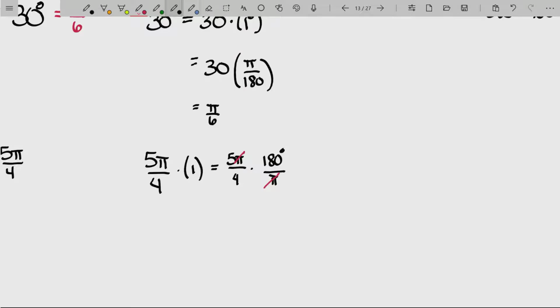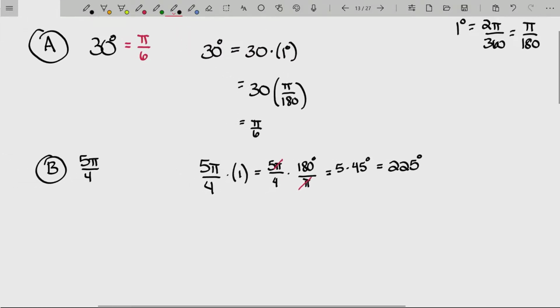So I'll go ahead and write that in here. This is 5 times 45 degrees. And 5 sets of 45 degrees, let's see, it's 90, 180, 225. 225 degrees. Not bad. That's a nice clean angle.